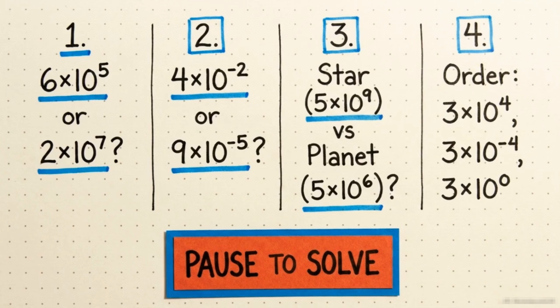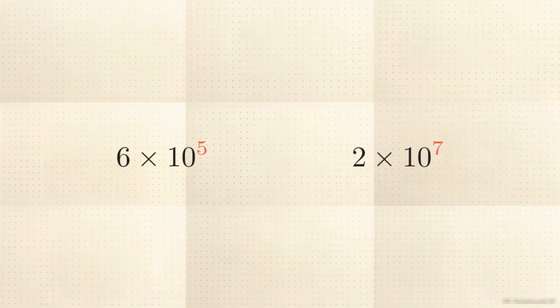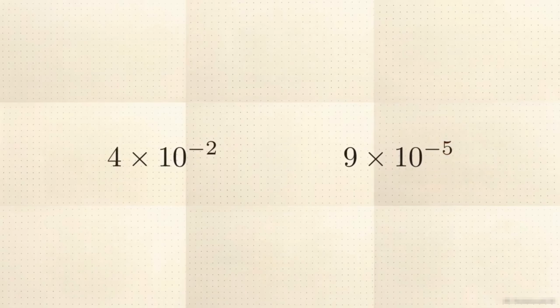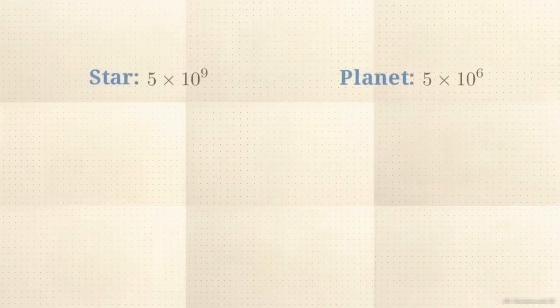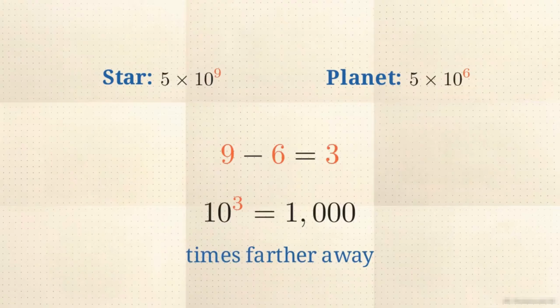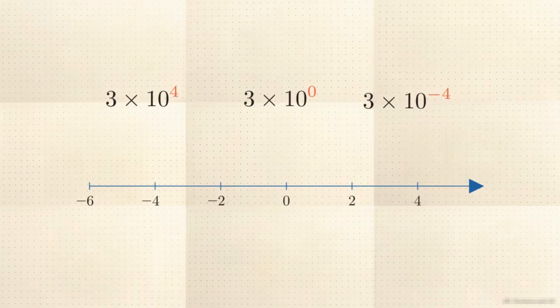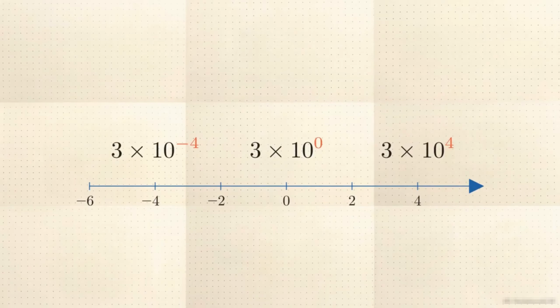To see if the method has clicked, try these 4 comparisons. You can pause here to work through them yourself. For the first two, the exponent tells the whole story. 7 is greater than 5, and -2 is less negative and therefore larger than -5. For the star, the exponent gap of 3 means it is 1,000 times farther away. And for the last set, we simply order them by their exponents, -4, then 0, then 4.